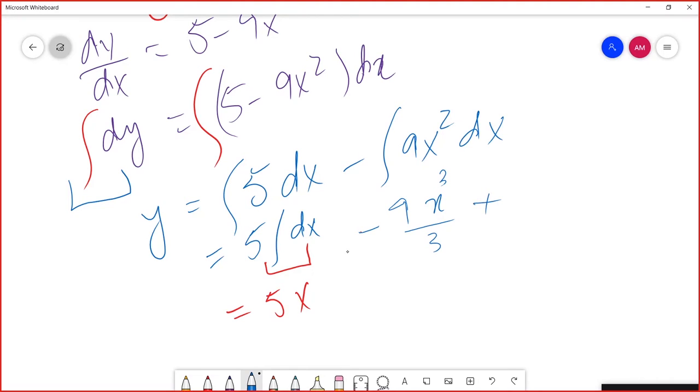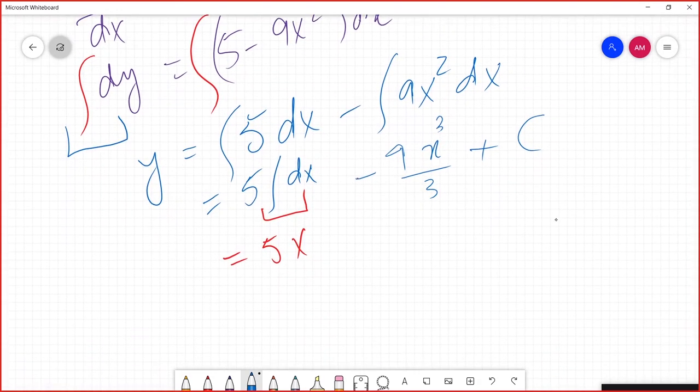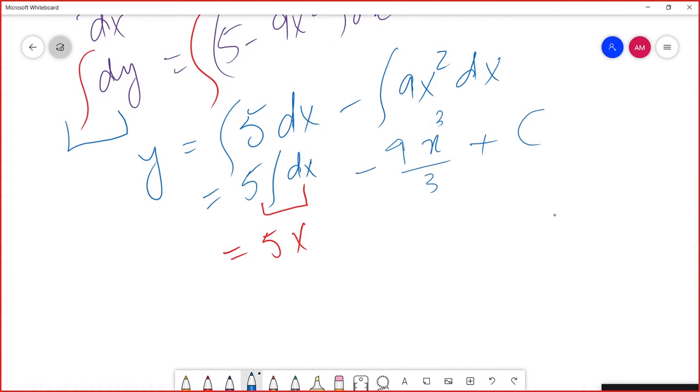And plus c. Now we are not writing an individual C1, C2, rather we are just writing one big C, because we consider that the constants from these two integrations are added into a bigger constant. And again, we would do the same, so 3 ones and 3. So 5x minus 3x cubed plus c. So this is your y. Do you see this? Any question on this?